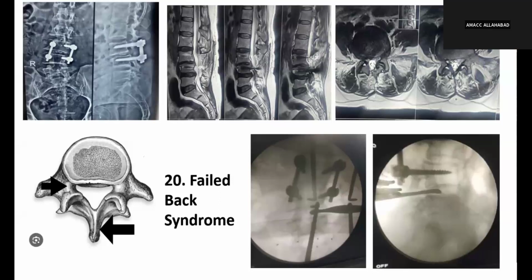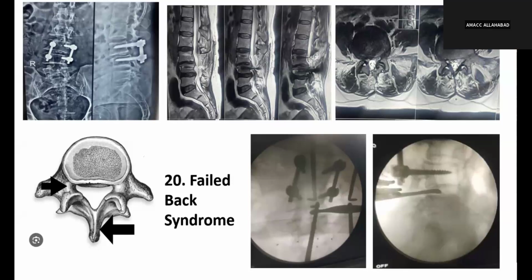Another case, failed back syndrome. What is failed back syndrome? Patients who undergo surgery for a disc or some instability, after some time they start having recurrence of the symptoms. So this is called failed back syndrome. The main causes are recurrent disc, residual disc, instability, like this.